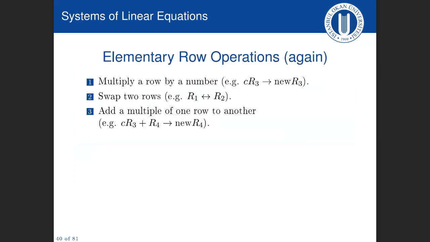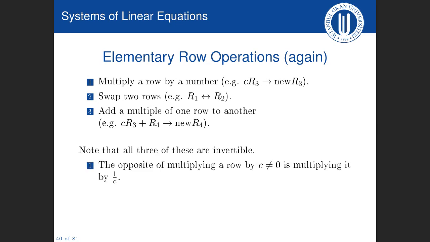Let's talk about these elementary row operations again. Here they are. Number 1, we could multiply a row by a number. Number 2, I could swap two rows. Or number 3, I could add a multiple of one row to another row. Note that all three of these are invertible or reversible. What's the opposite of multiplying by a number C? The opposite is multiplying by 1 divided by C.